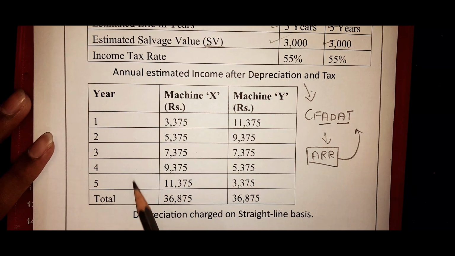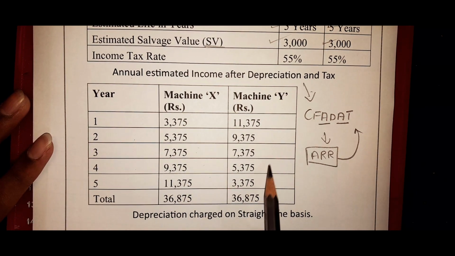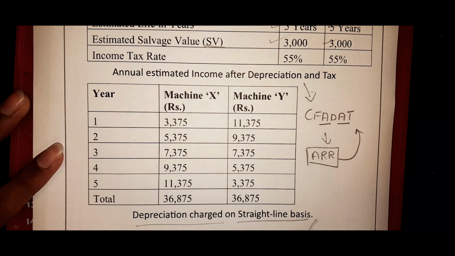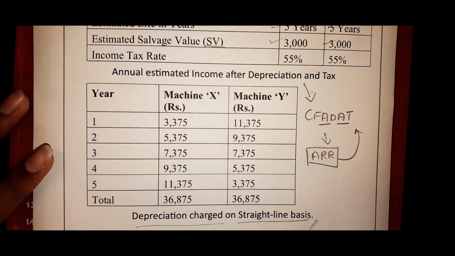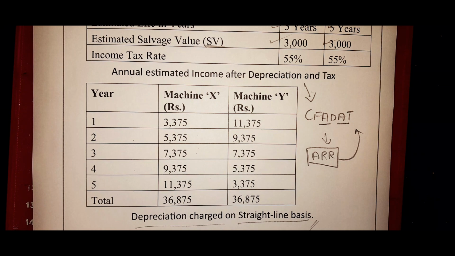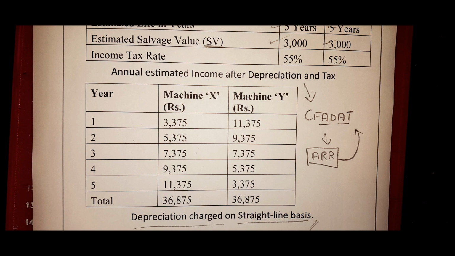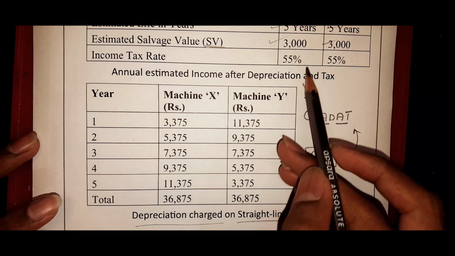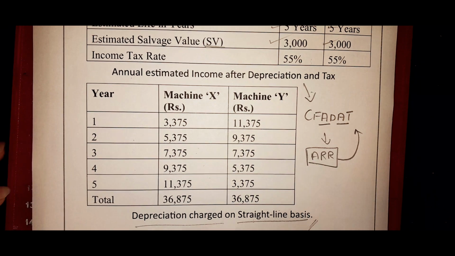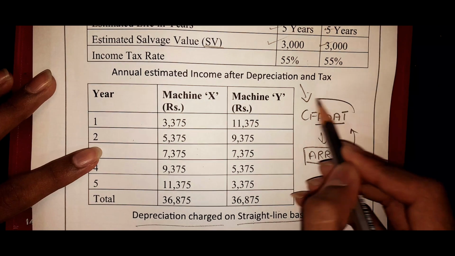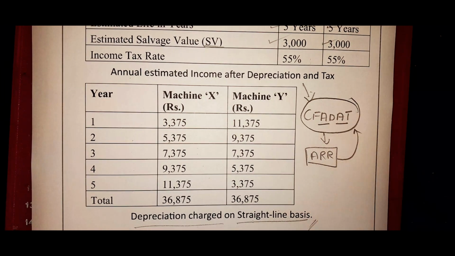So for the total 5 years they have given the cash inflow. Depreciation charged on straight line basis. So here we need not calculate any depreciation, we need not calculate any tax because they have directly given the profit that is required for us to calculate. This is simply to confuse you people. They have given income tax rate and depreciation. Okay, so don't worry about that, just ignore that because in the question they have only given CFADAT.